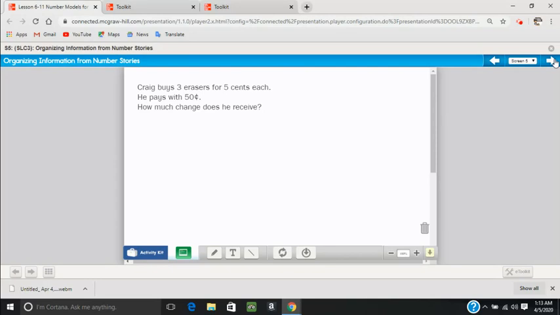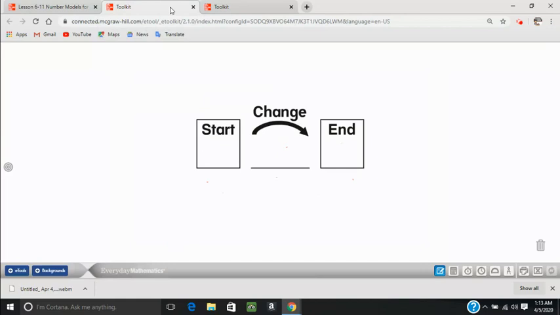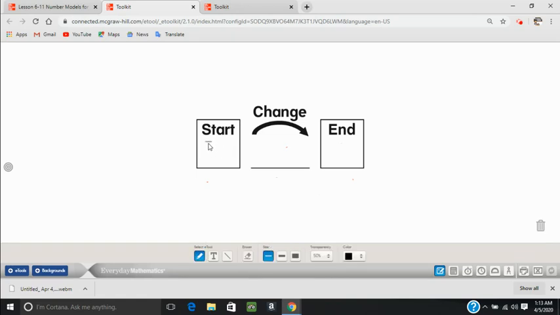Let's look at another one here. In this one, Craig buys 3 erasers for 5 cents each. He pays 50 cents. How much change does he receive? Once again, I want to use the start, change, end. We started with 50 cents in this case, because that's how much he gave them. So if he gave them 50 cents, let's write that here in the start. So we started with 50 cents.